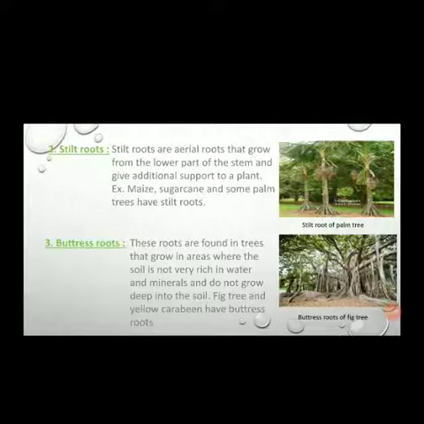Third, buttress roots. These roots are found in trees which grow in soil that is not rich in water and minerals. Since the trees grow bigger and taller, their roots cannot give enough support. So buttress roots arise from the trunk of the tree and stick out on top of the ground to provide additional support. They also absorb nutrients from the soil. For example, fig tree and yellow carabin.